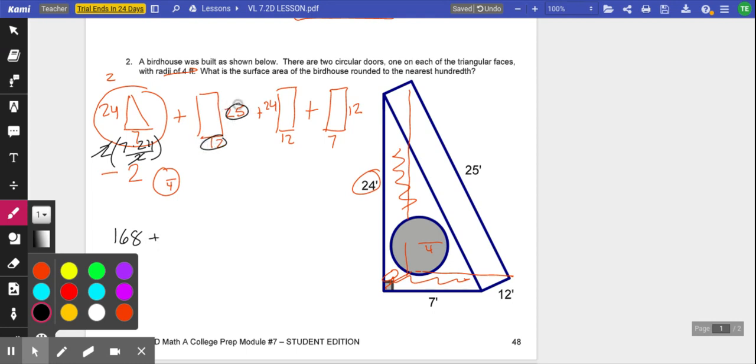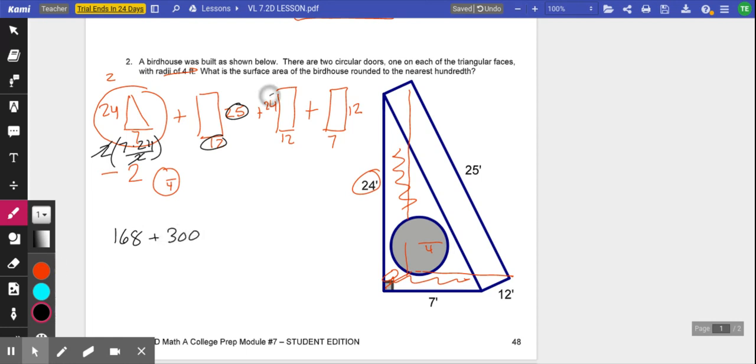I have to go 12 times 25. I get 300 for that. And then for over here, I'm going 12 times 24. I get 288. Then I have 7 times 12, which is 84. Then I have to subtract out my two circles.